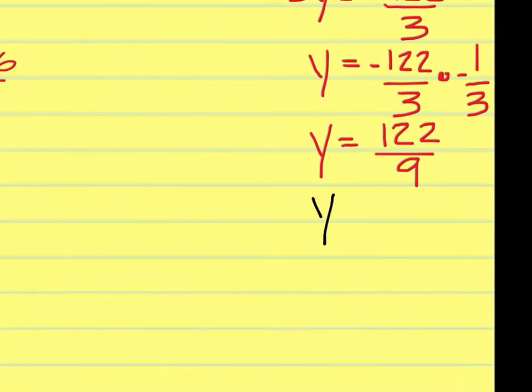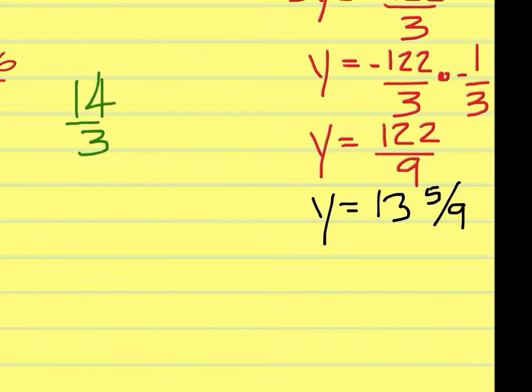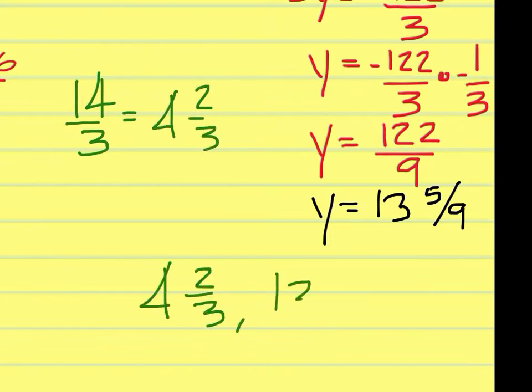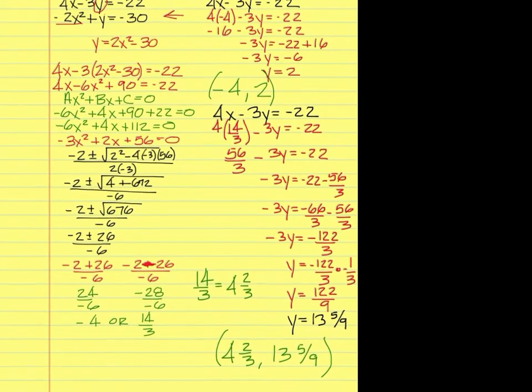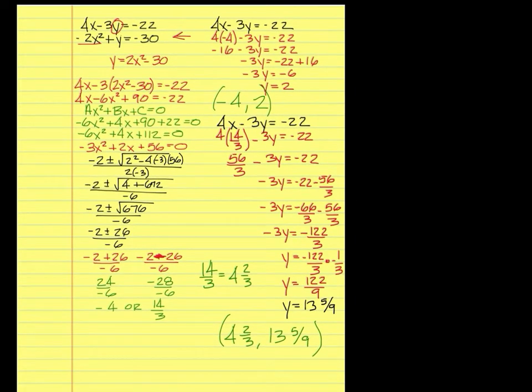And 9 will go into 122, let's see, 12 times is 108, 13 times is 117, with 5 left over. So we put in a 14 over 3, which is the same thing as 4 2/3. And we came back with a 13 5/9. So you should have that and negative 4, 2 for your answers.